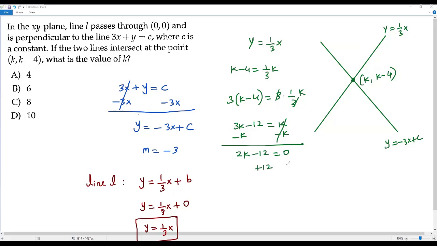Then I add 12 to both sides. The -12 and +12 cancel. I'm getting 2k = 12. Now I divide both sides by 2. The 2 will cancel. Then k equals 12 divided by 2, which is 6. I got the value of k, that is k = 6. We find 6 in option B. The correct answer choice for this question is option B.